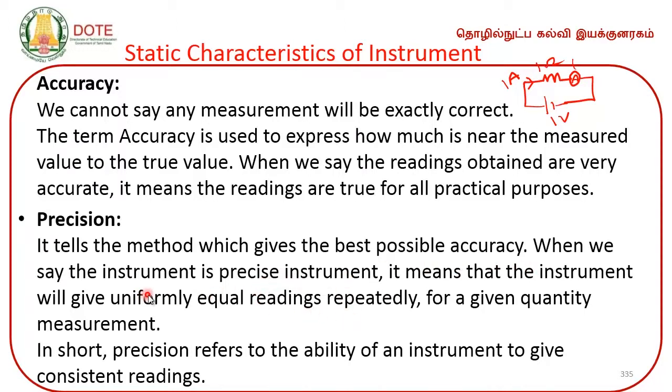So, when we say the instrument is precise, it means that the instrument will give uniformly equal readings repeatedly. So, that is what you have to understand. There is a lot of difference between precision and accuracy. When you say the instrument is accurate, that means it shows the measured value close to the true value. But precision, right, the instrument may not be accurate, but it shows the same value repeatedly, that is precision.